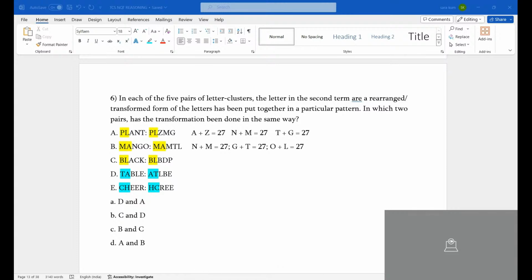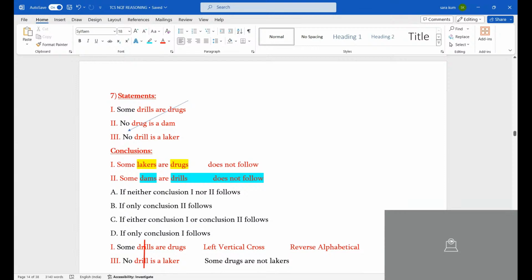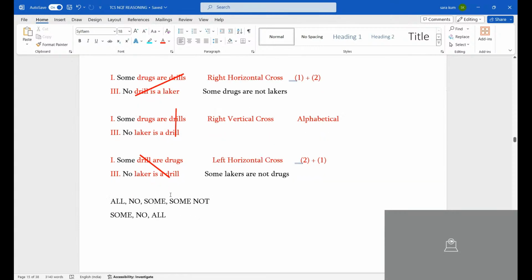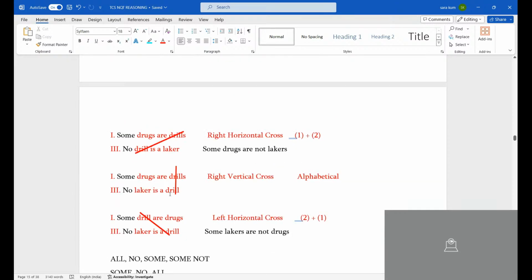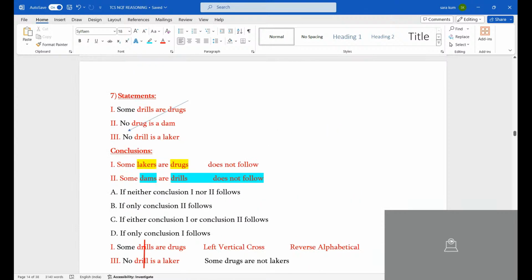Right, the next question. Let's see what the next question is. Okay, now it is a syllogism question. We'll talk about this in a bit, because for syllogisms we have to talk about something. Anyway, I'll talk about this in some time. Usually we do syllogisms.